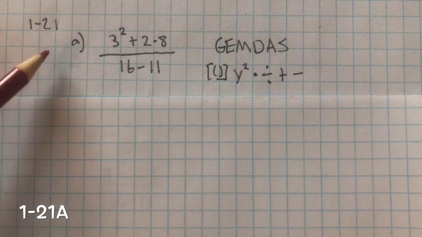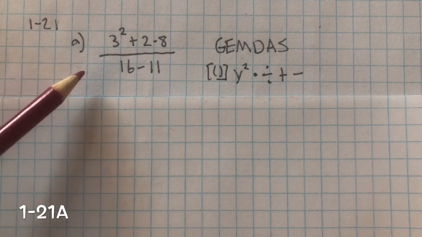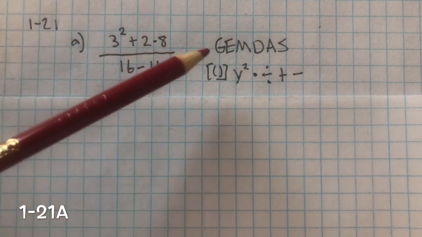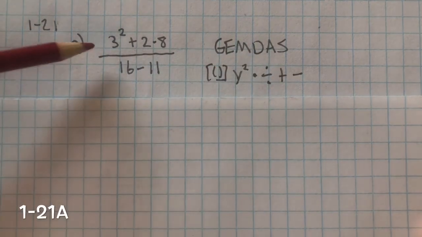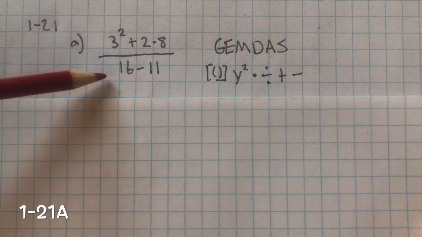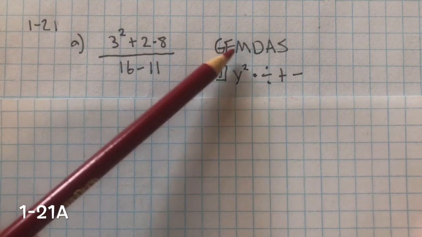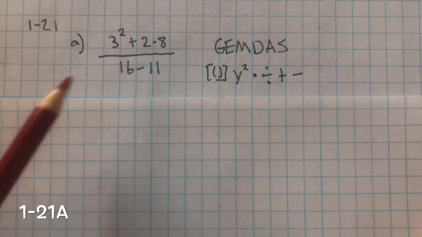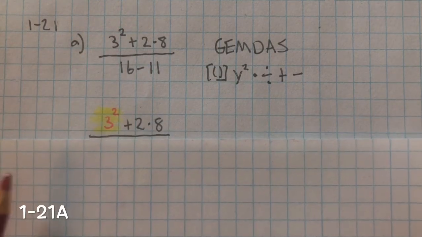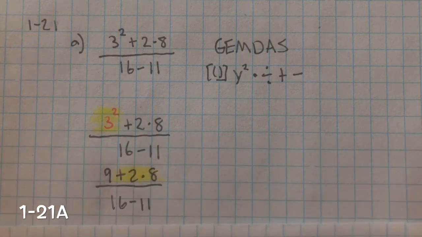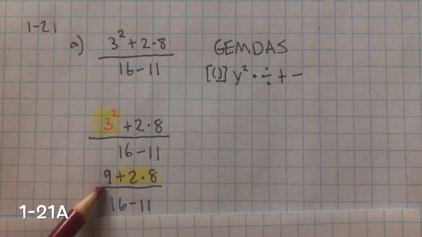In problem 121, we need to calculate the value of the expression. So we're going to follow order of operations, GEMDAS, and I like to start in the numerator and work my way down to the denominator. So we don't have any grouping, but we do have exponents. So we need to simplify 3 to the second power. So 3 to the second power equals 9. 3 multiplied by 3 is 9.